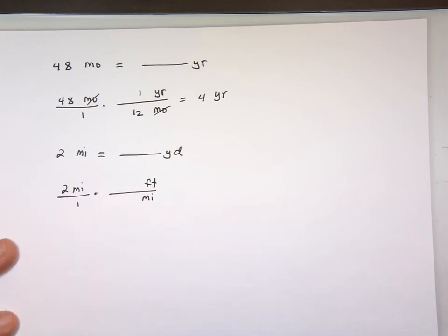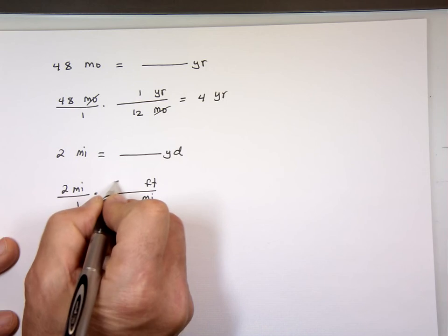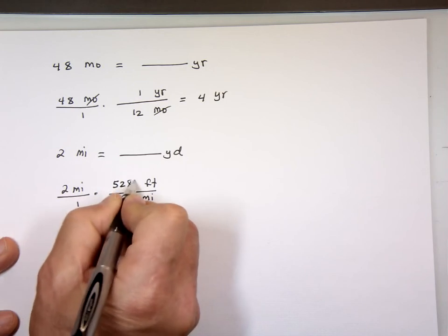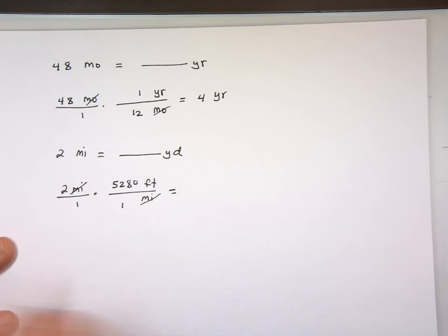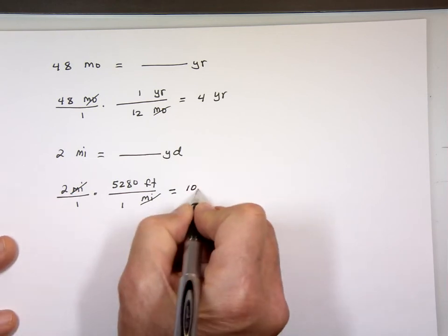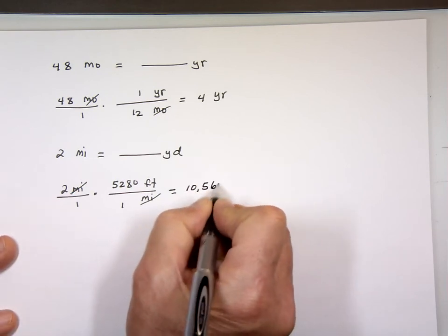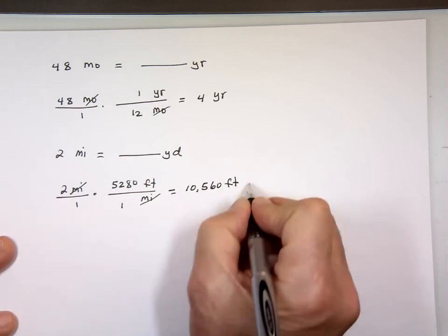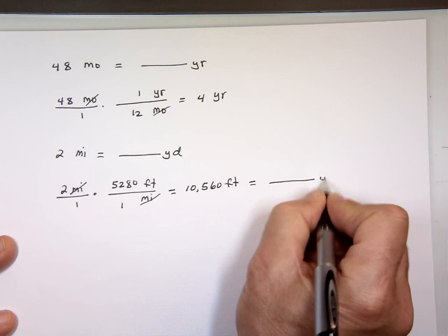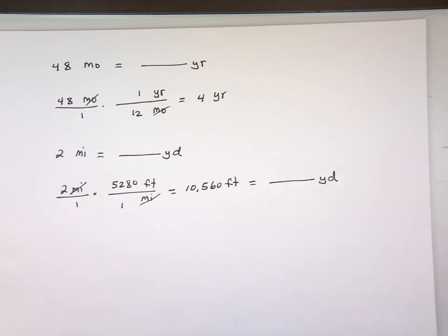One mile is how many feet? 5,280 feet. So my answer is going to be what? 10,560 feet. Now convert that to yards. Because you want to go to yards. You don't want it to be in feet.